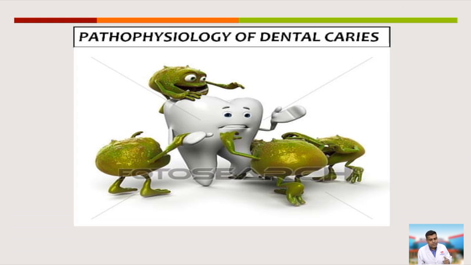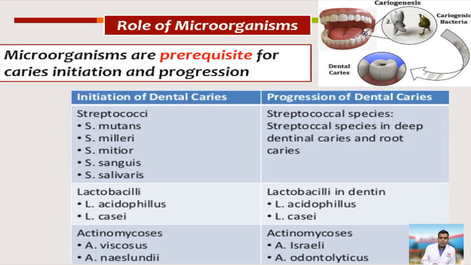Coming to the pathophysiology of dental caries, the microorganisms required for caries initiation and progression. For the initiation of dental caries, the primary microorganism is streptococci. So the streptococcus species that can cause dental caries include Streptococcus mutans, Streptococcus milleri, Streptococcus mitis, Streptococcus sanguis, and Streptococcus salivarius. And for dentinal caries, the main bacteria responsible is lactobacilli. The lactobacillus species include Lactobacillus acidophilus and Lactobacillus casei.